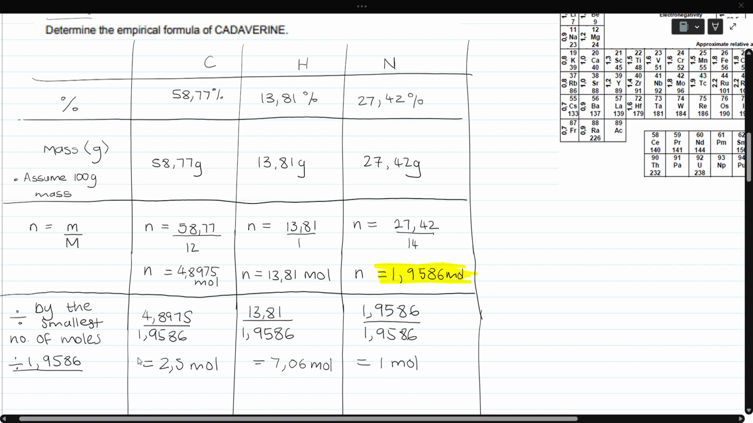Right, so at this point, you should obviously just be dividing by your smallest number of moles, and these should be your answers. So again, at this part, if you got everything right, then good work, because you've been following the steps correctly. We haven't done anything fancy yet, we just divided by the smallest number of moles.